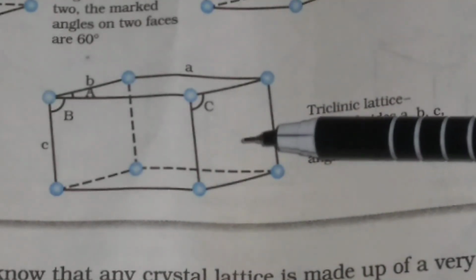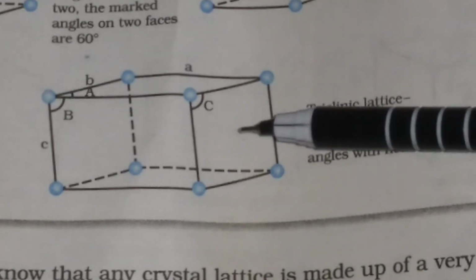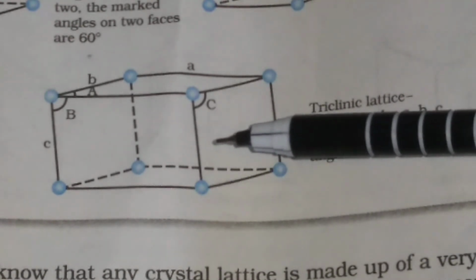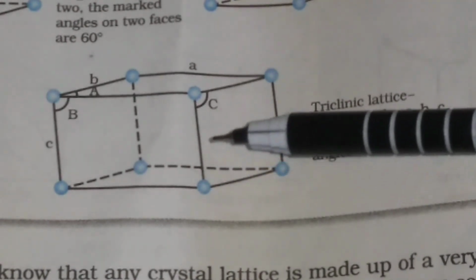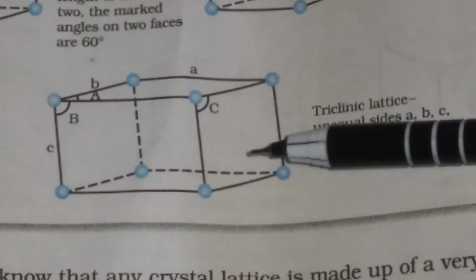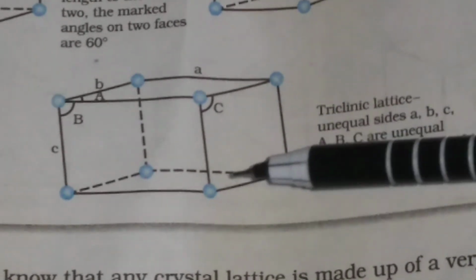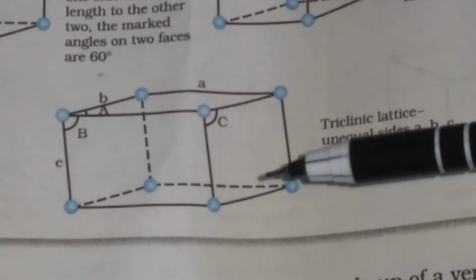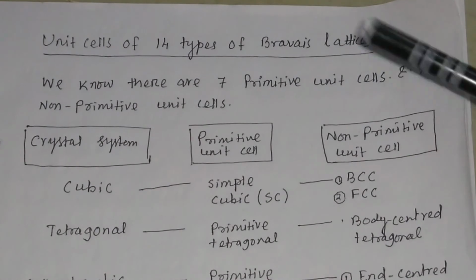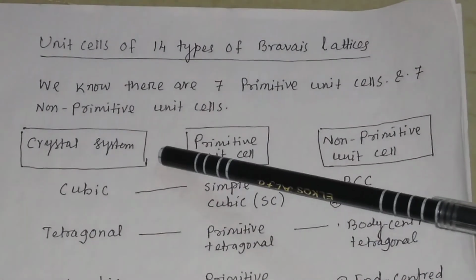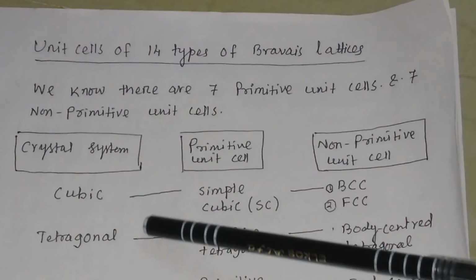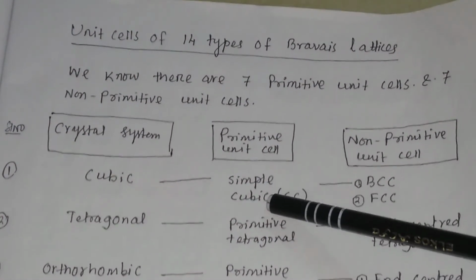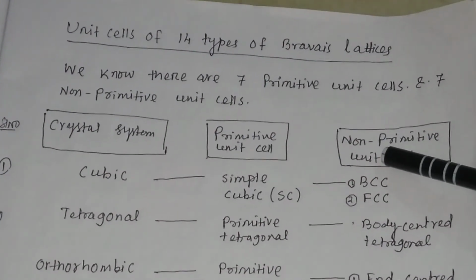This is your triclinic unit cell, and in triclinic there is only one primitive structure. Here a is not equal to b, not equal to c, and alpha is not equal to beta, not equal to gamma, not equal to 90 degrees. None of the angles are 90 degrees, and there is no non-primitive structure of triclinic. So we discussed the 7 types of crystal systems, and in the 7 crystal systems we have 7 primitive unit cells and also 7 non-primitive unit cells.